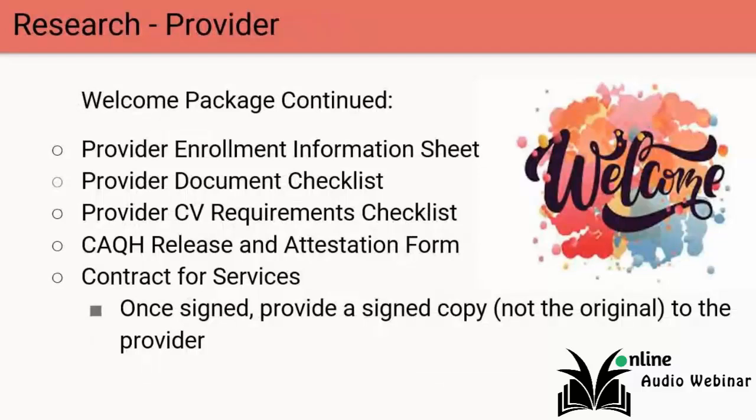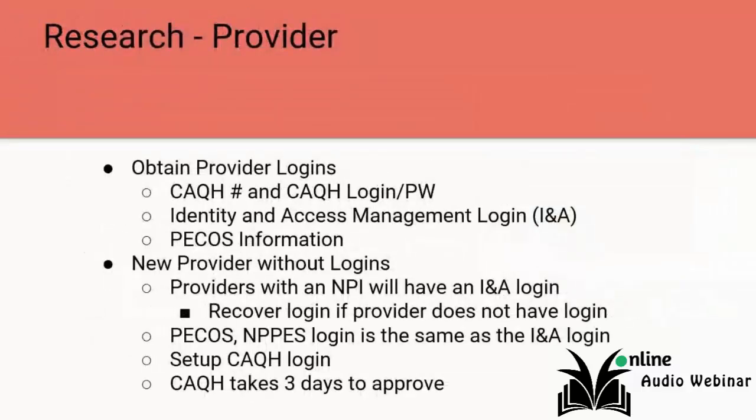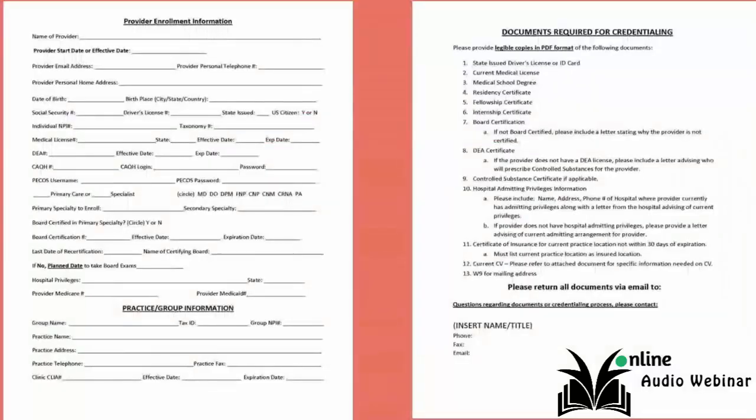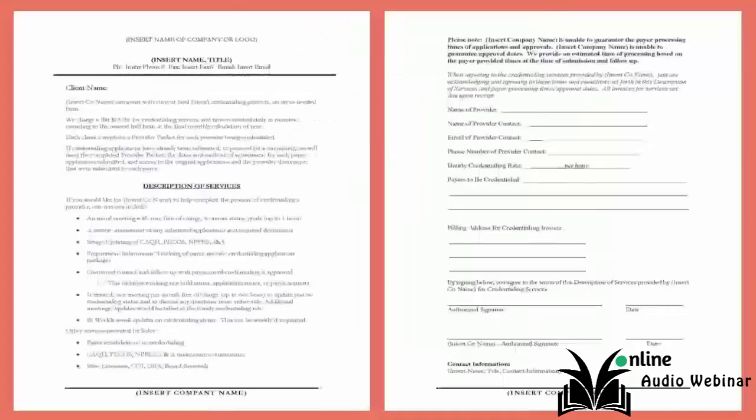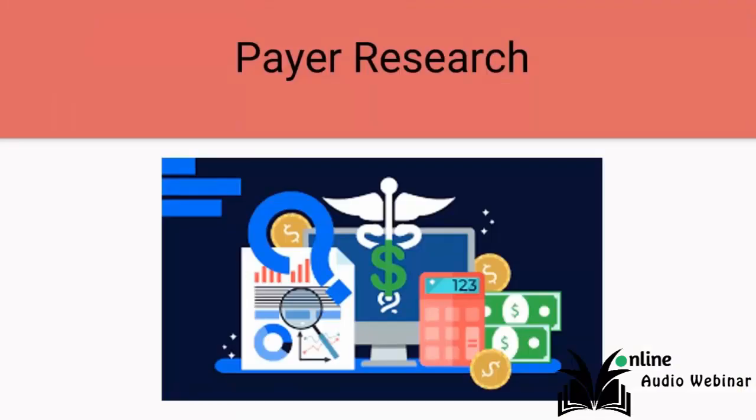Continuing on with the welcome packet and the provider research, for the purpose of showing you, these are some of the forms that I was mentioning. Over here on the left is the provider enrollment information. And this right here is your CV requirements for credentialing. This is just a quick example of the description of services. That's the welcome letter and description of services you should be providing in your welcome packet. So that part was the provider research.